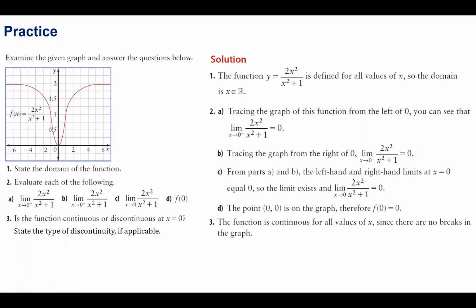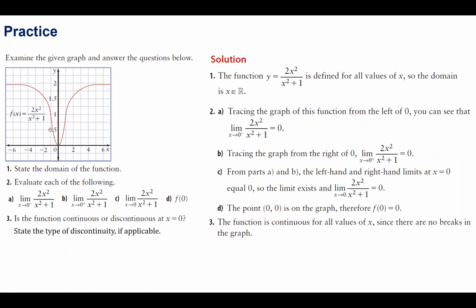Okay, note here the expression of this function is given to you, right? Which is 2x squared over x squared plus 1. Apparently, the function is defined for all values of x. There are no limitations for our independent variable x. So the domain of this function is x belongs to the real number set.